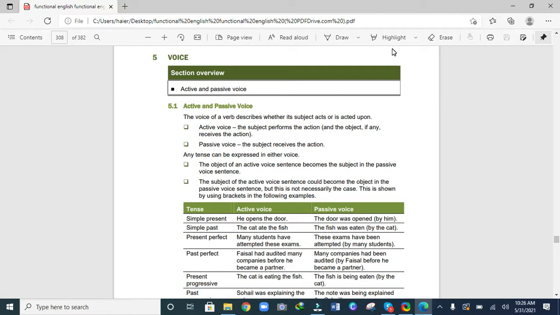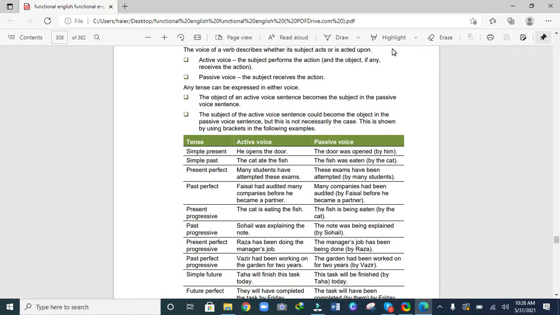So today we are going to start active and passive voice. So here we have some notes regarding this. Active and passive voice. The voice of a verb describes whether its subject acts or is acted upon. Active voice: the subject performs the action and the object, if any, receives the action.